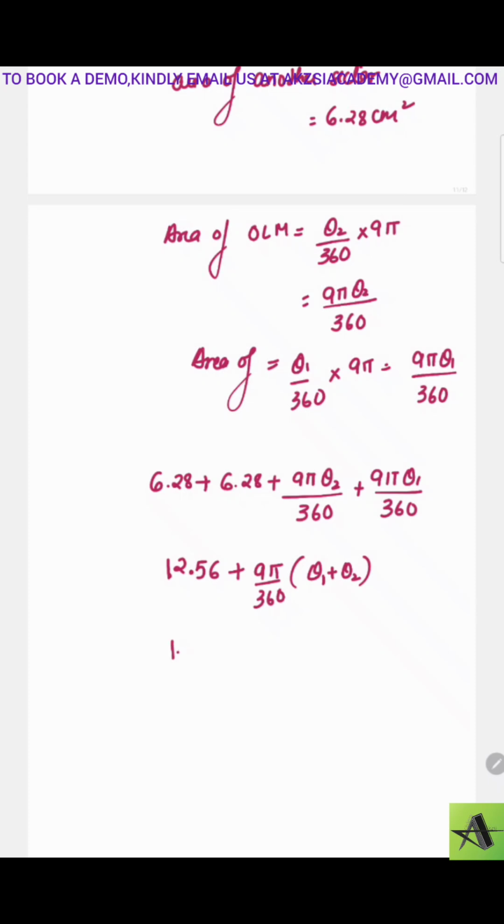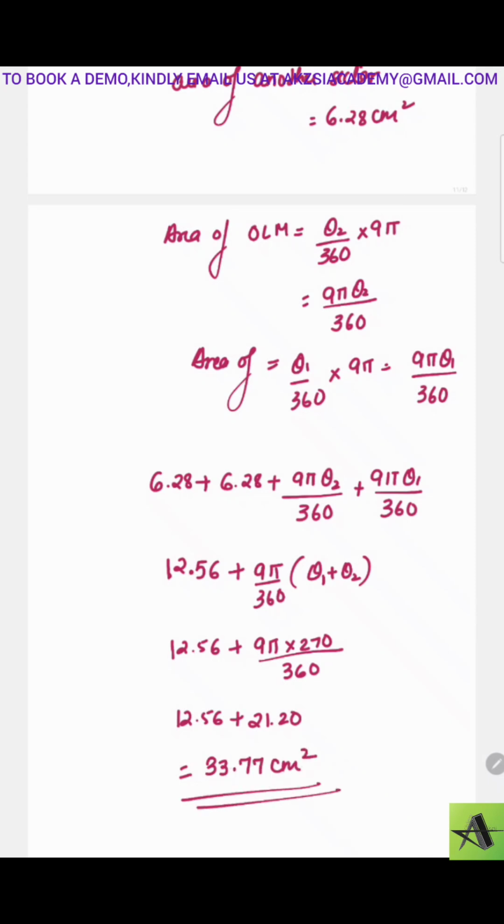So 12.56 plus 9 pi into 270 over 360. So this is 12.56 plus 21.20, which finally, up to 2 decimal places, gives me 33.77 centimeters squared, and this is your total area.